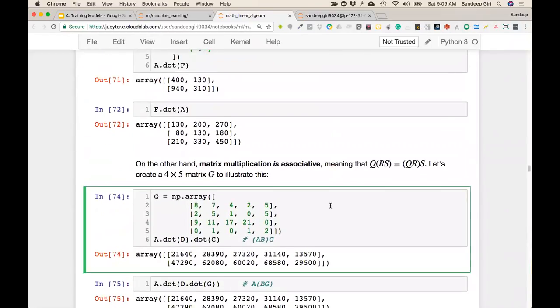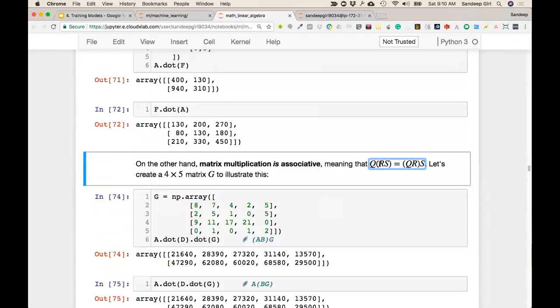Though matrix multiplication is associative, meaning if we have Q, R, S, either we multiply R and S first, and then we multiply Q, then we are going to get good results.